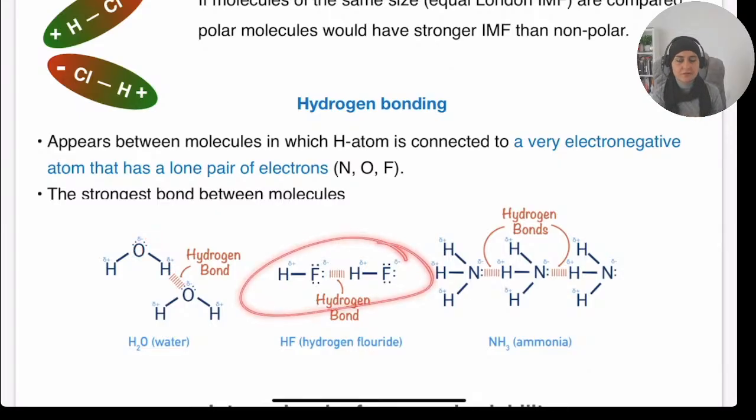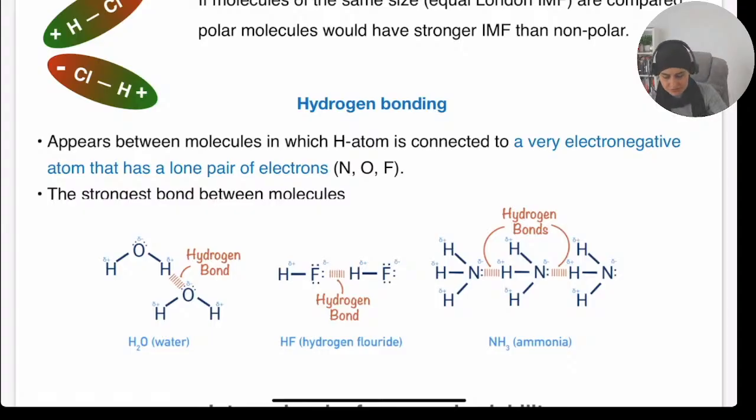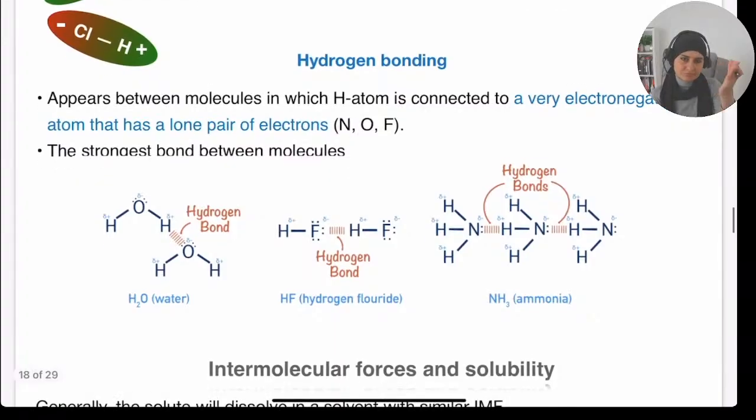HF would have hydrogen bonding between molecules because there is an H bonded to fluorine, and fluorine has a lone pair. Same for NH3, but for example, NH4+ would not have hydrogen bonding because nitrogen doesn't have a lone pair. So no hydrogen bonding there. But essentially, if you just have H bonded to N, O or F, that would have hydrogen bonding.